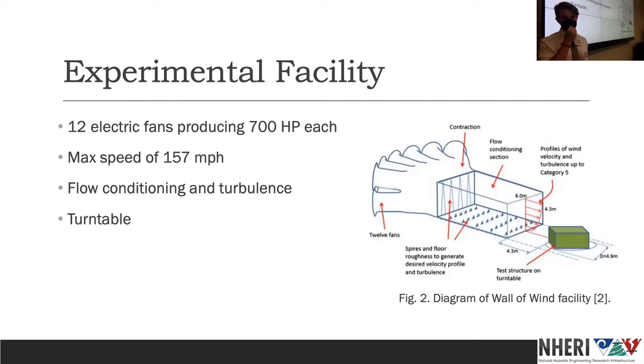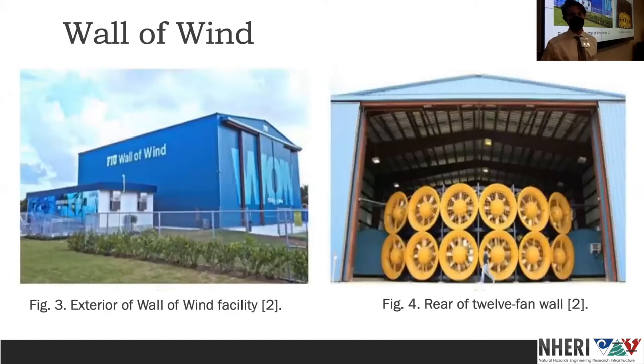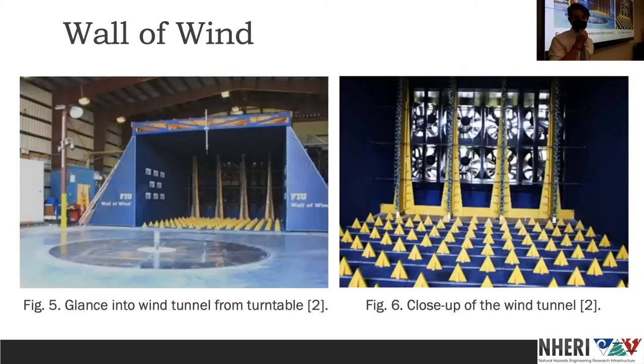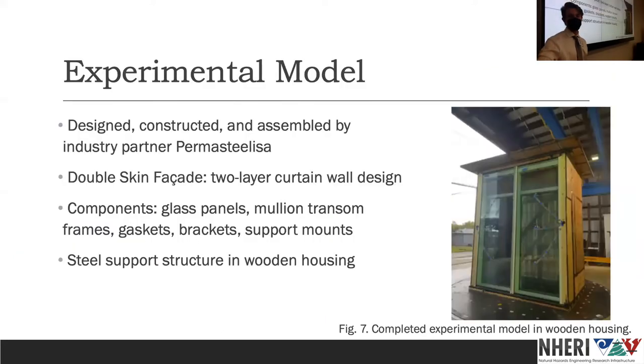And the model is constructed on a turntable to easily rotate for different attack angles, and they increase the speed as well for different tests. Here's an image of the exterior of the Wall of Wind facility and the back of the fans. There's a person there for size reference. This is a view from the turntable into the tunnel and a close-up of the inside of the tunnel.